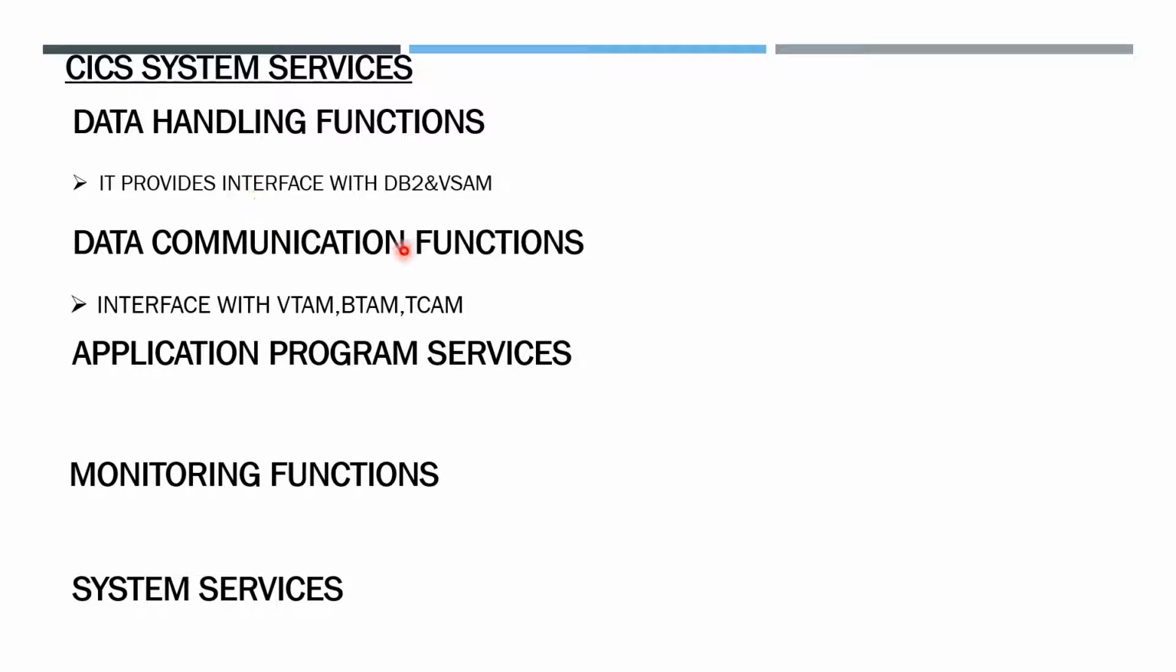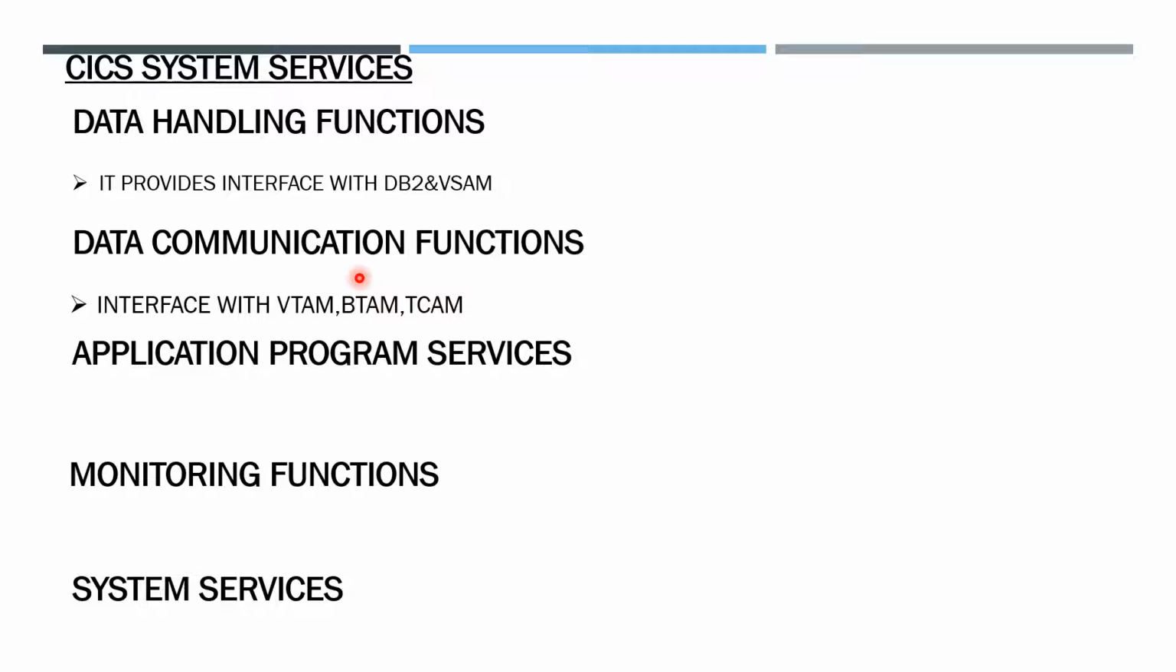Data communication functions. It provides the interface with VTAM, BTAM, TCAM. Data communication functions help the user to access CICS. How is the user connected to CICS? What is the interface the user is using to connect with CICS? VTAM is Virtual Telecommunication Access Method, BTAM is Basic Telecommunication Access Method, TCAM is Telecommunication Access Method.